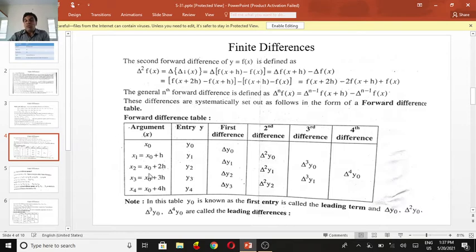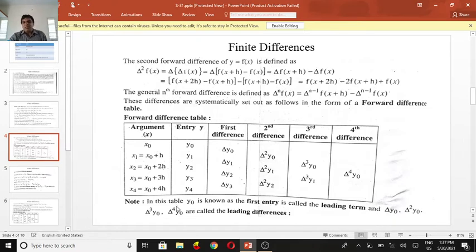These depend on the argument and entries. Suppose we take only four terms of argument, then we get fourth differences. Suppose we take argument entries up to the fifth or sixth term, then we get sixth differences. So that is the way.